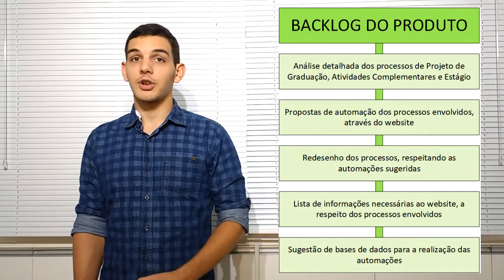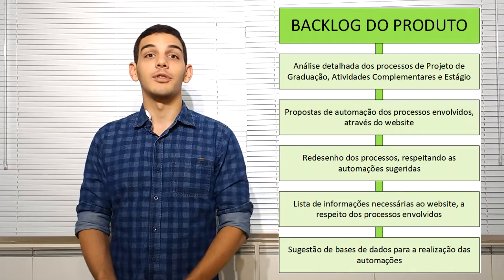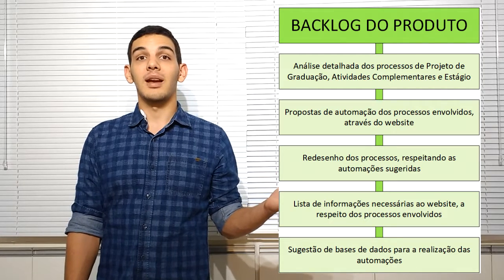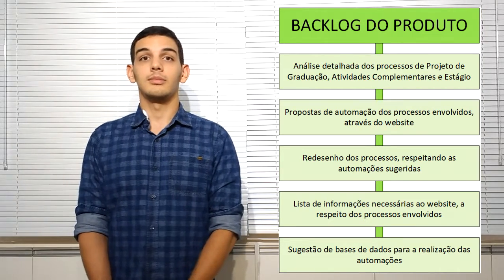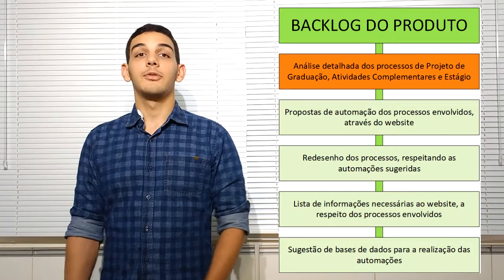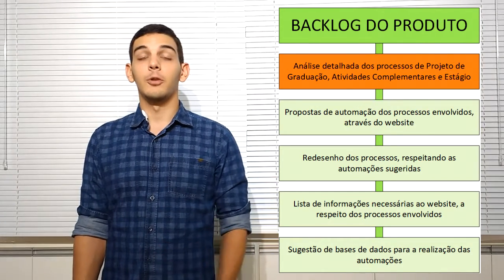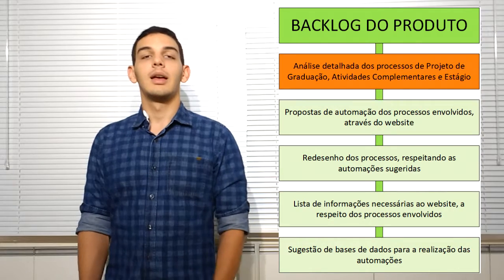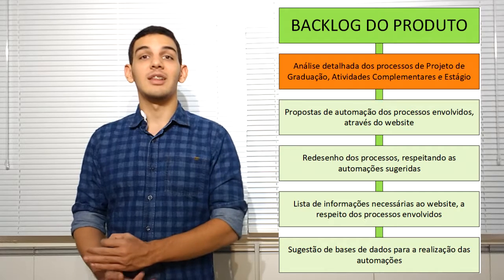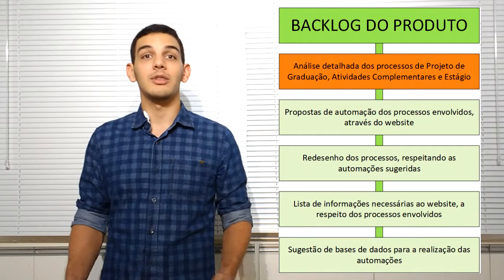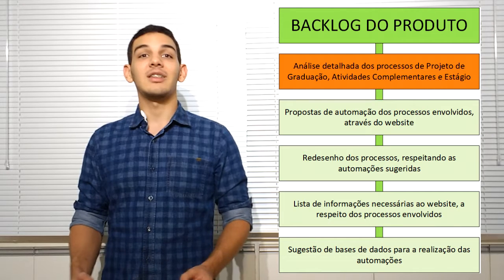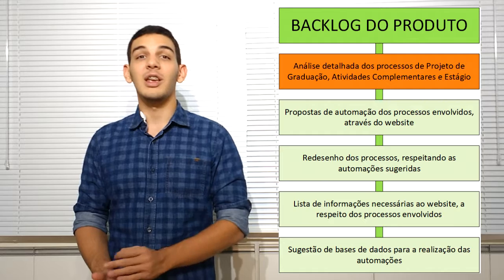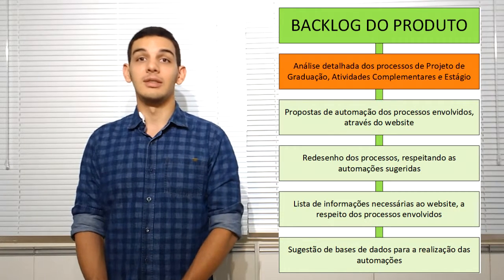The first stage of this project was the planning stage, where the project team was defined and the customer's needs were set. This figure shows the product backlog, the main deliveries. At first, we have the detailed analysis of the process of graduation project, internship, and complementary activities. In this stage, the mapping and documentation analysis of each of these processes were carried out so that the project team could obtain all the necessary knowledge about each activity, to conduct an interview with those responsible for each process and to collect all the process needs.